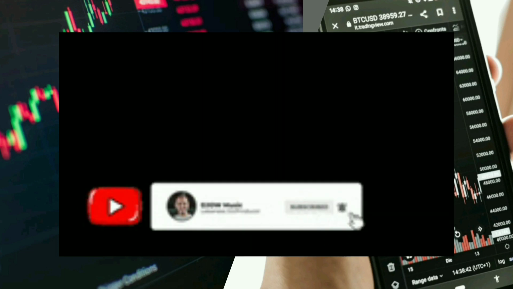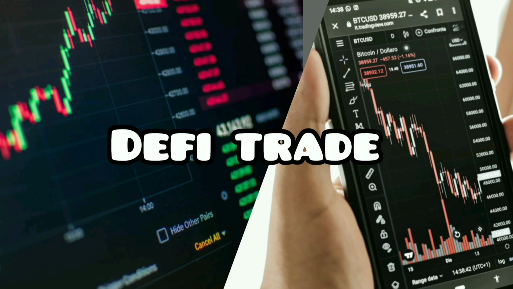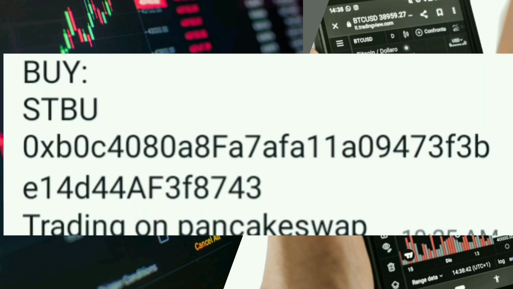Now, the next one is DeFi trade. That means decentralized. It's a spot trade, that is trading on a decentralized exchange. I told you the different decentralized exchanges are PancakeSwap, Uniswap, and so on, and we can access them through Trust Wallet and the rest. So whenever you see a trade signal like this, say buy SCBU, and a DeFi trade always comes with a contract address, because it is the contract address that you paste in the browser of the Trust Wallet to access this coin. You can use it to swap.